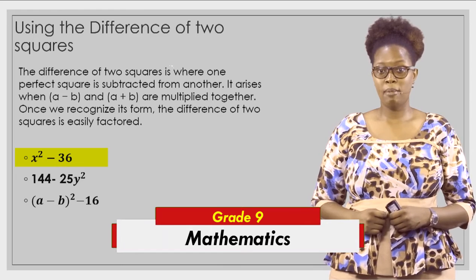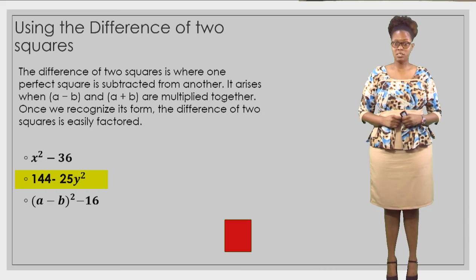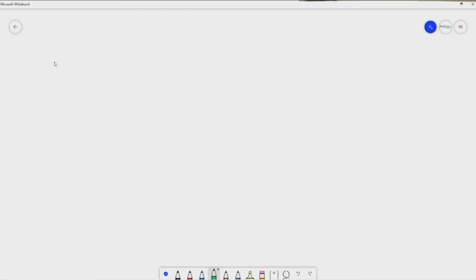We have x squared minus 36 as the first example, 144 minus 25y squared, and a minus b all squared subtract 16. So the first example for factorization using the difference of two squares, we have x squared minus 36. The first step requires us to write both terms as a squared number. So we already have this as x squared. This is good.